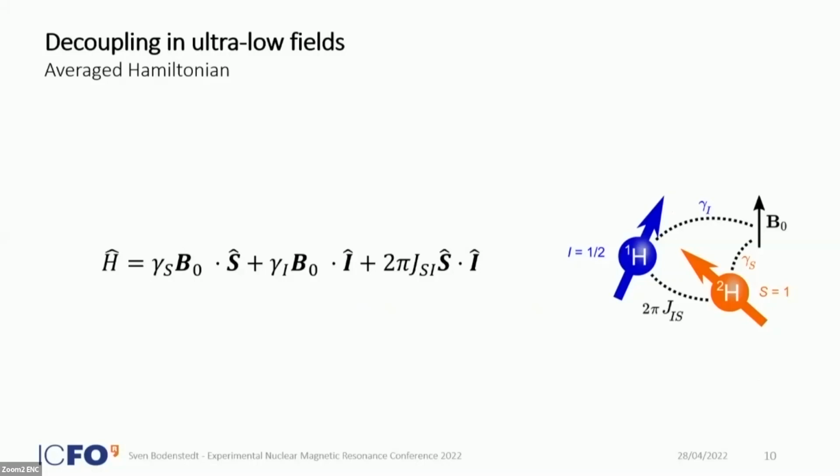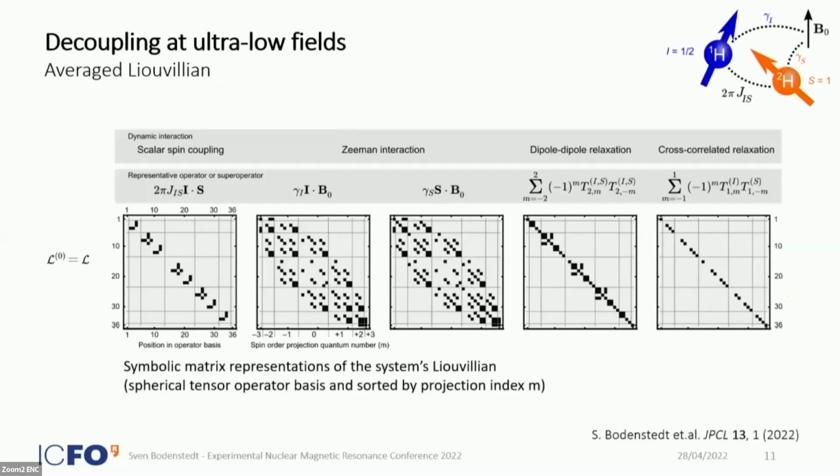Let us take that one step further. If you go from the operator picture to the superoperator picture, then we have the two terms we had in the previous slide. We have the superoperator for the Zeeman term, yeah, these are the Zeeman terms, and we have the superoperators for the J coupling term. But we can also look at dipole-dipole relaxation as well as the cross relaxation terms.